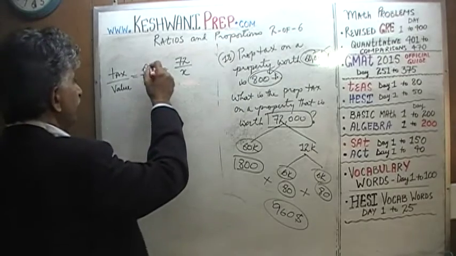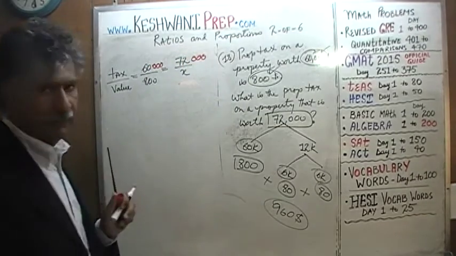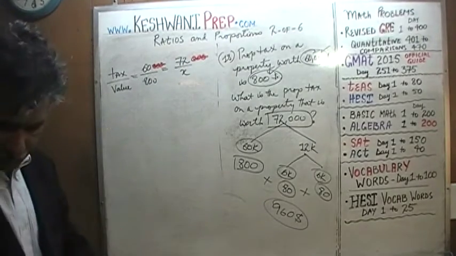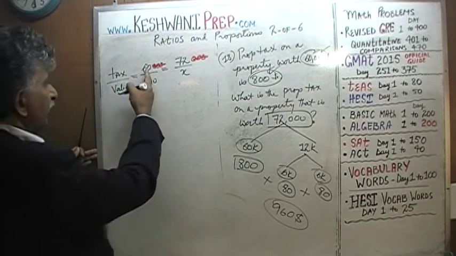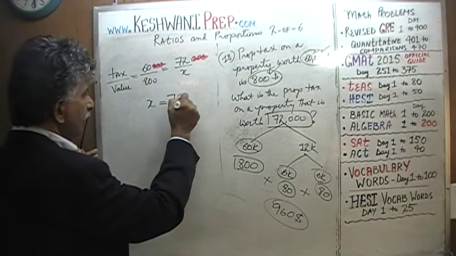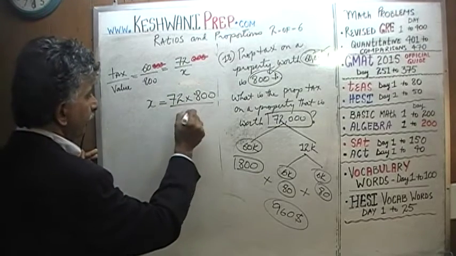Three zeros play no role because I left out the three zeros here, but I also left out the three zeros here. It's 72,000. They play no role because they cancel out. You understand? So x must be, let's cross multiply here. If you cross multiply, we'll end up with x equals 72 times 800 over 60.